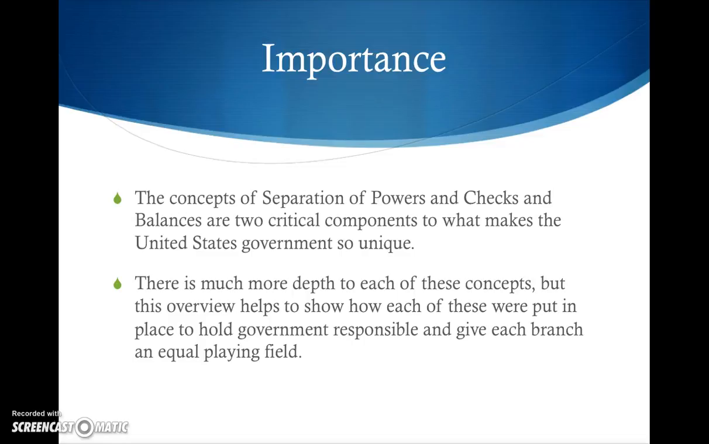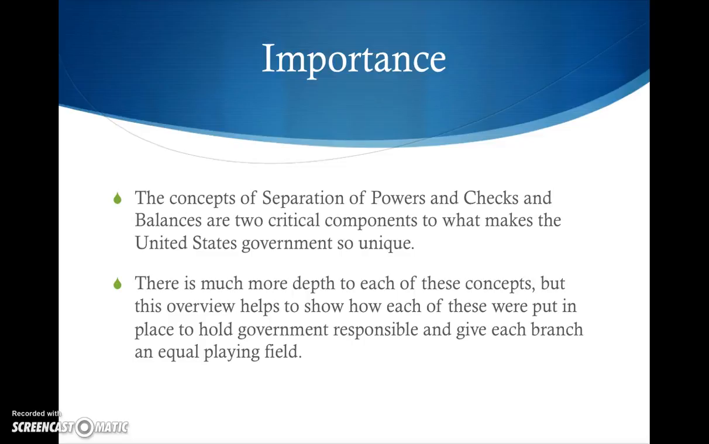And obviously, there's much more depth to each of these concepts, but I believe this overview is a good introduction and helps to show how these two concepts were put into place to hold government responsible and give each branch an equal playing field. In effect, having our three different branches, all with different powers, but all carrying an equal weight in how government is carried out, and in the end, making sure that each one is held accountable and government is run to its maximum efficiency.